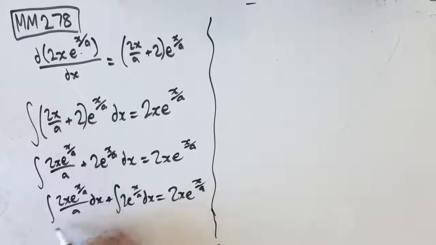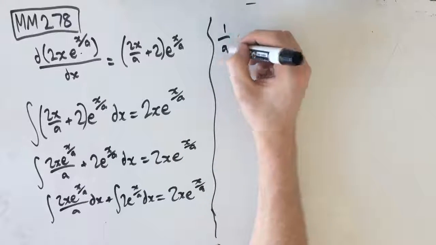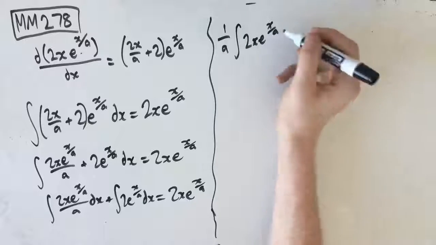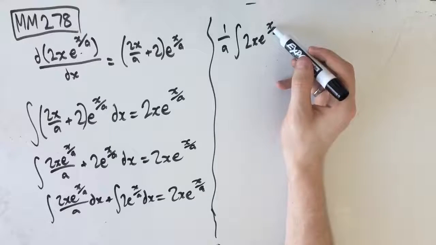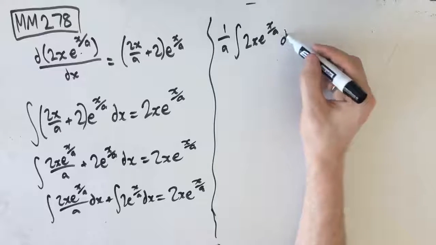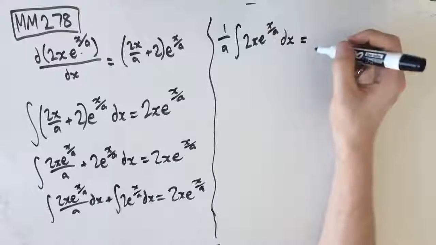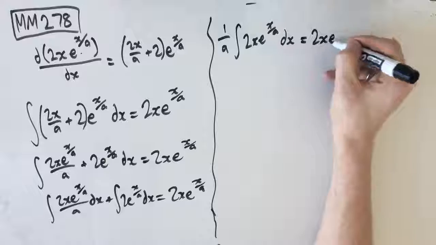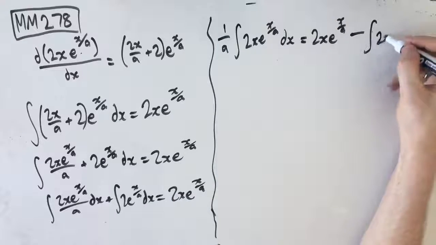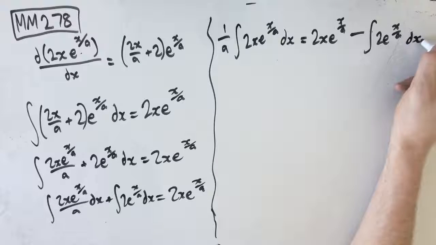So for this one, we're actually going to take out a common factor of 1 on a, a constant of 1 on a. So we get 1 over a times the integral of 2x e to the x on a, because what we're looking for is the integral of 2x e to the x on a, right? We're looking for this integral, so we want to get it by itself. And then we can say that that is equal to 2x e to the x on a minus the integral of this. So we'll just move that to the other side. 2e to the x on a dx.